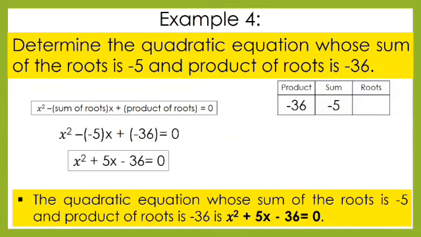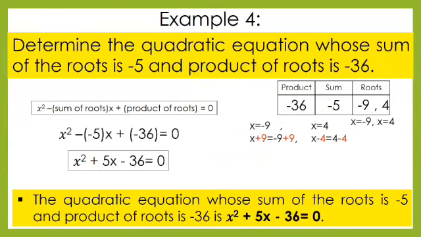We will find the factors of negative 36 whose sum is negative 5. These are negative 9 and positive 4. Negative 9 times 4 is negative 36. Negative 9 plus 4 is negative 5. We will write this in the form of x equals negative 9 and x equals 4.